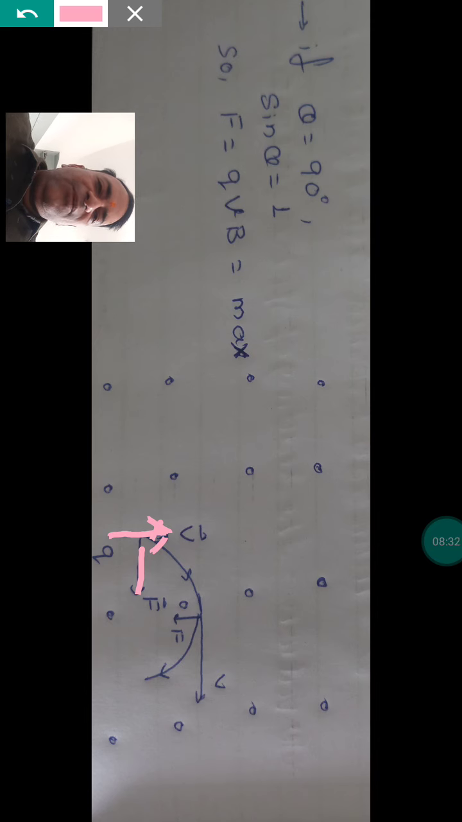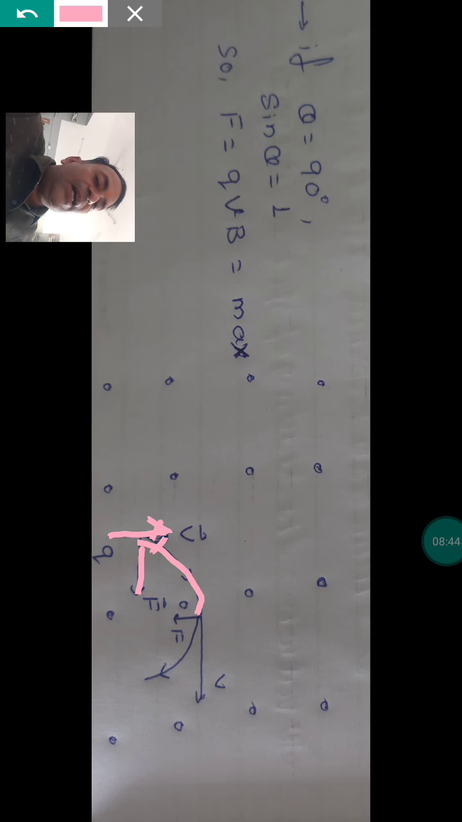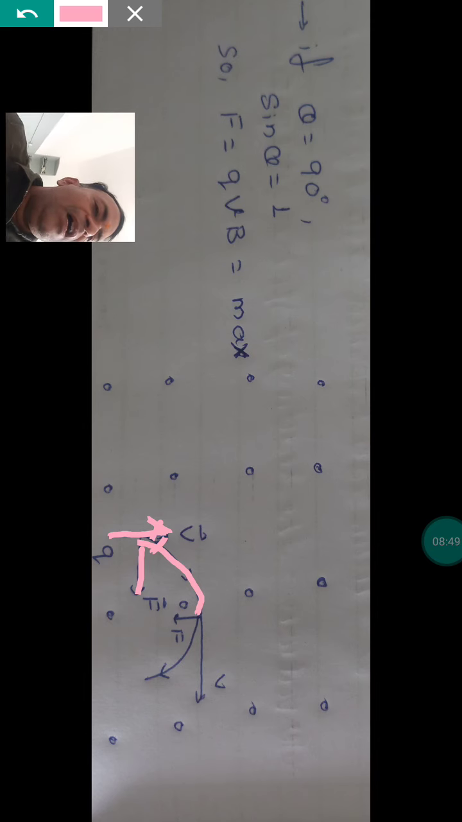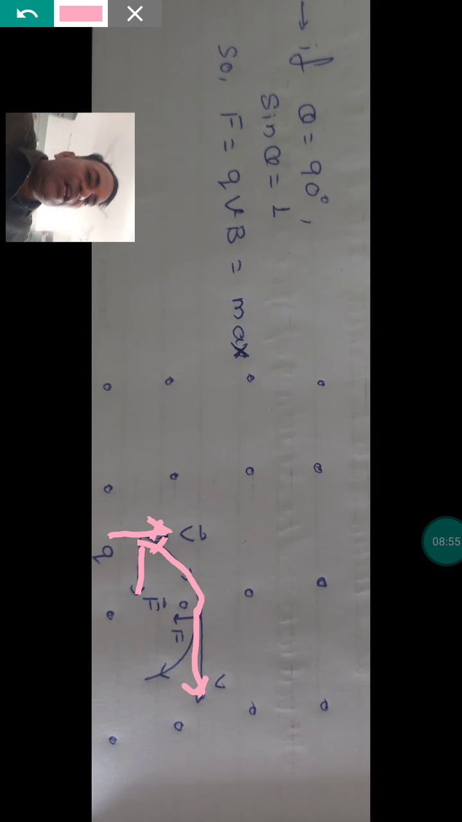Now when velocity and force are perpendicular to each other, what will happen? The charged particle will move in circular motion. This we have studied in the concept of class 11. Whenever force is perpendicular to velocity, the particle moves in circular motion. Now at this point where the velocity of the charged particle has changed, its direction has changed, again apply the rule for vector product to find the direction of force.